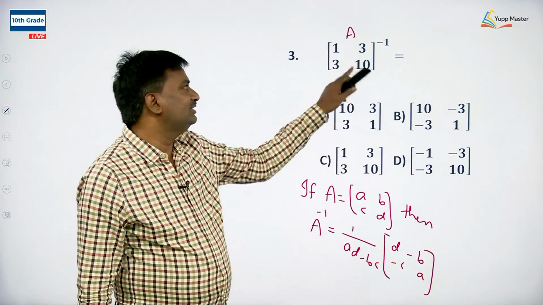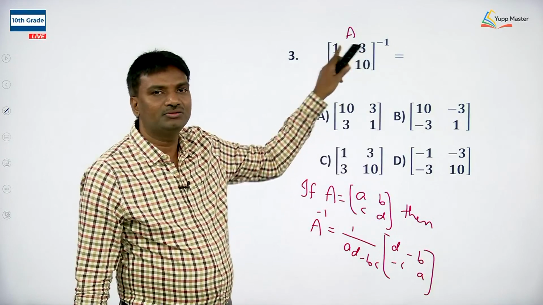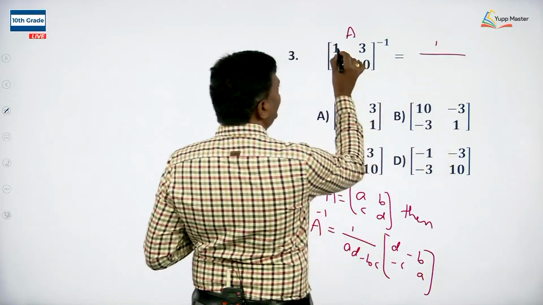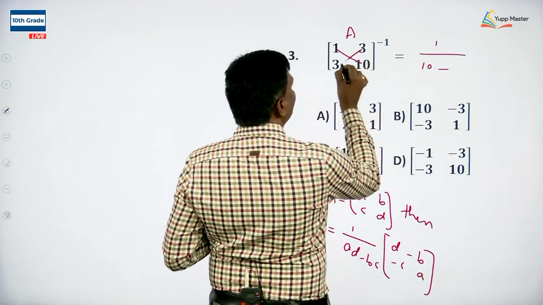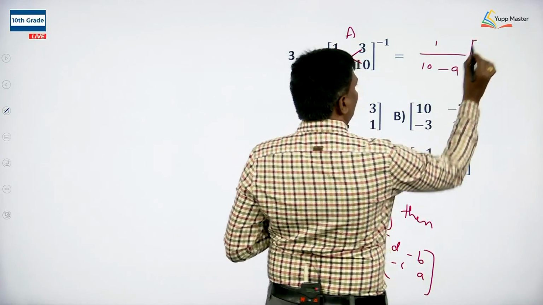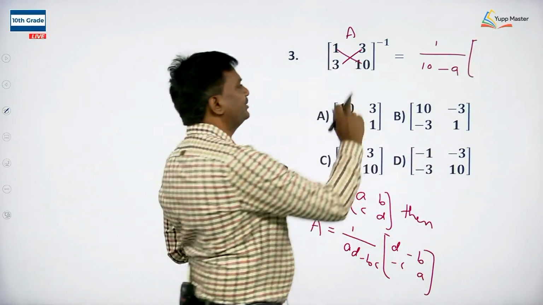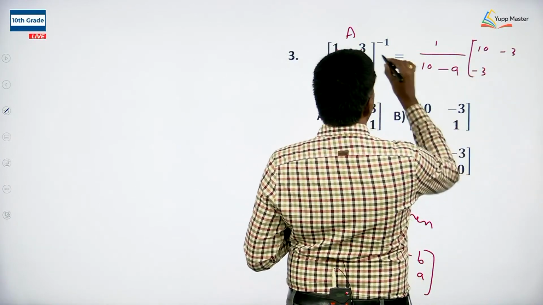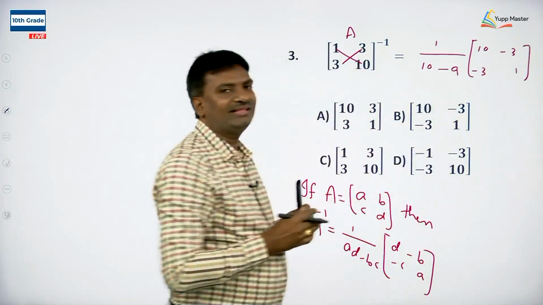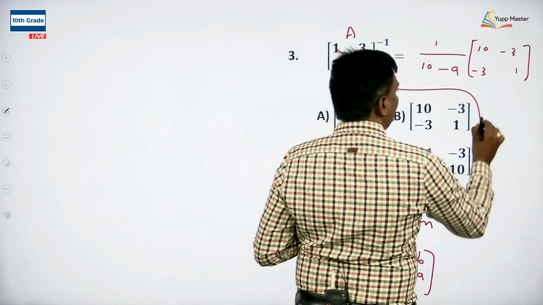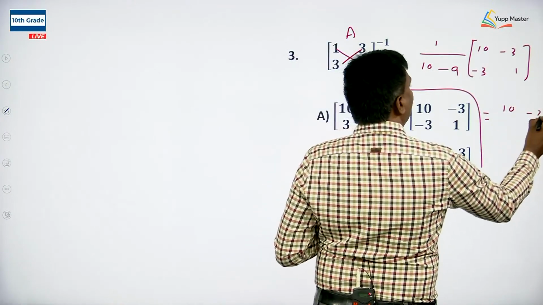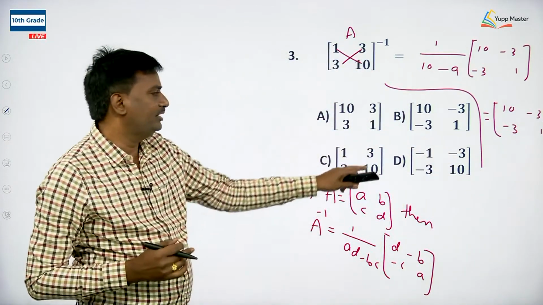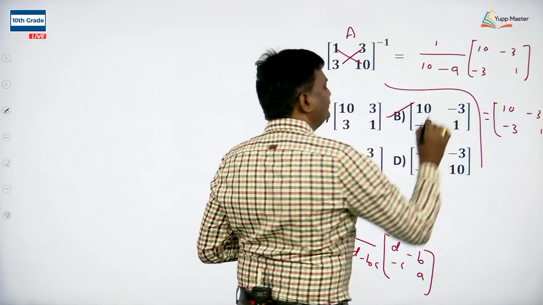So, by comparing 1, 3, 3, 10 with a, b, c, d, a equal to 1, b equal to 3, c equal to 3 and d equal to 10. Now, the inverse of this matrix is 1 by (ad minus bc), 1 into 10 minus 3 into 3, 9. The formula gives d, which is 10, minus b means minus 3, minus c minus 3, a is 1, where 10 minus 9 is 1. So, that is [10, minus 3; minus 3, 1]. According to the options, we have B.